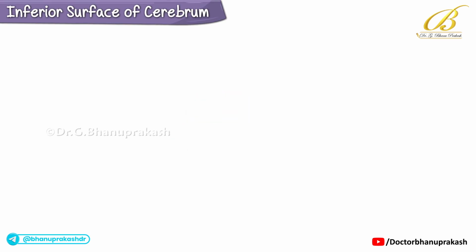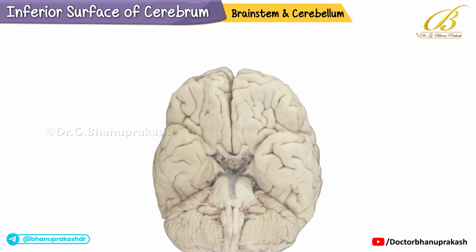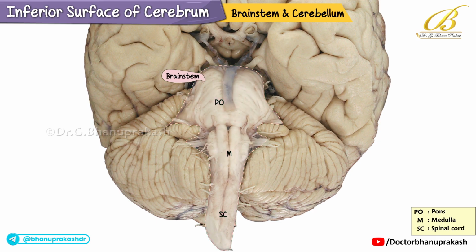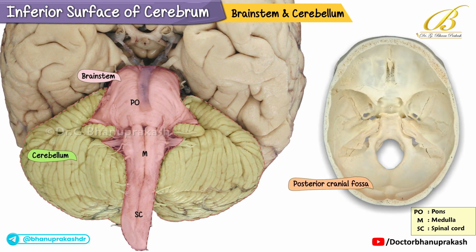Exploring the inferior surface of the cerebrum, brainstem, and cerebellum. The image displayed provides a photographic view of the brain from below, offering an inferior perspective. In this view, we can observe the brainstem and the cerebellum. The brainstem and cerebellum are located in the posterior cranial fossa of the skull.